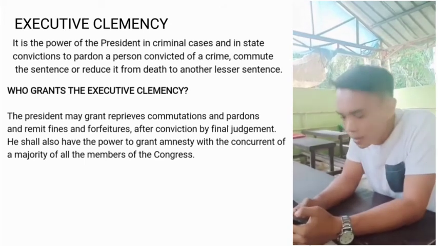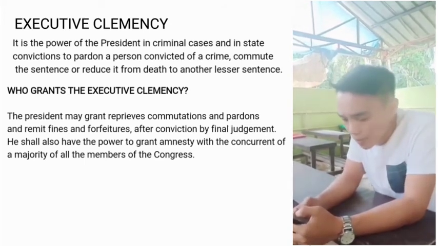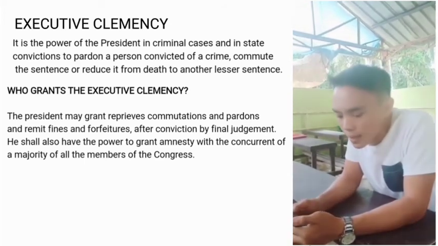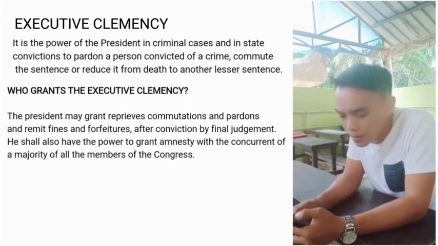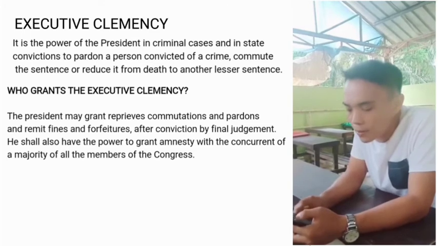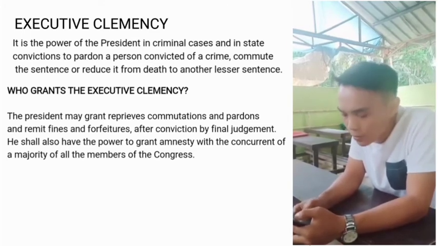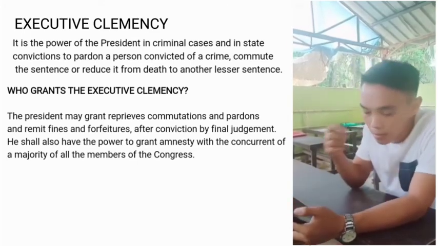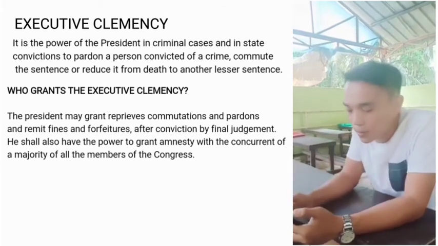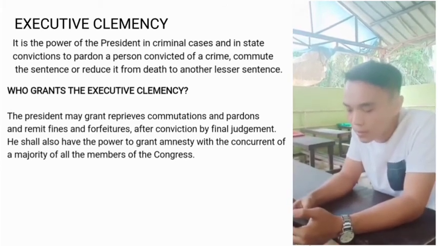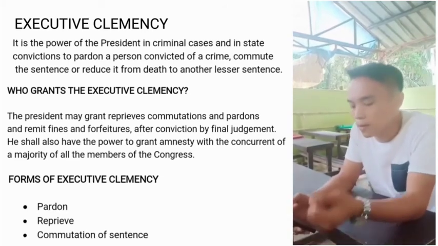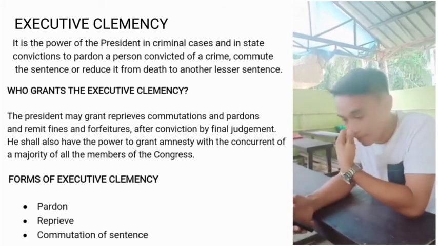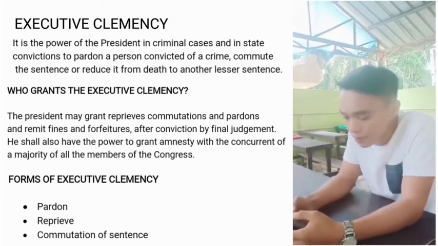Next is who grants the executive clemency. The president may grant reprieves, commutations and pardons, and remit fines and forfeitures after conviction by final judgment. He shall also have the power to grant amnesty with the concurrence of a majority of all the members of the Congress. Forms of executive clemency: pardon, reprieve, commutation of sentence.